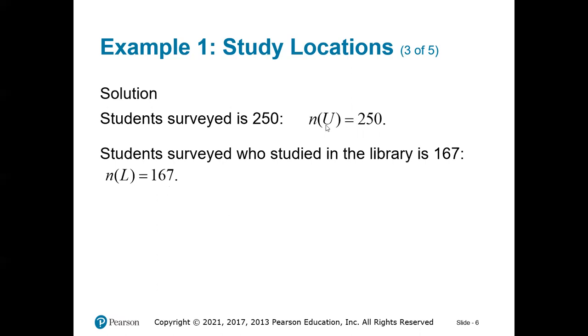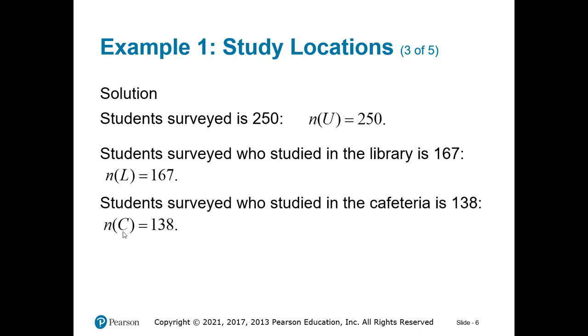So here we have so far the universal set that contains everybody. Now we create a new set. We can call this L for library. We could have called it A and B and C or anything, but L is more meaningful because library. So we're going to have a set within this universal set called L that has 167 students. And we are going to have a set called C for cafeteria, and the cardinality of C is 138 students.